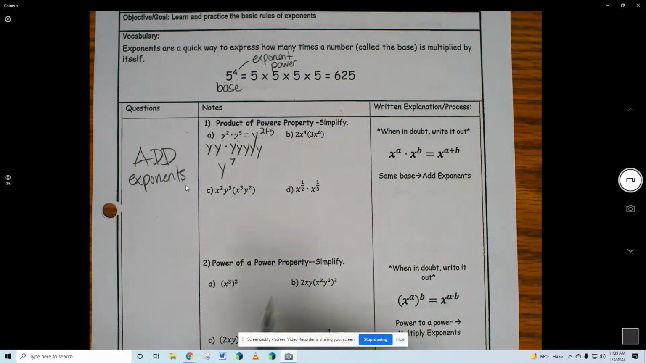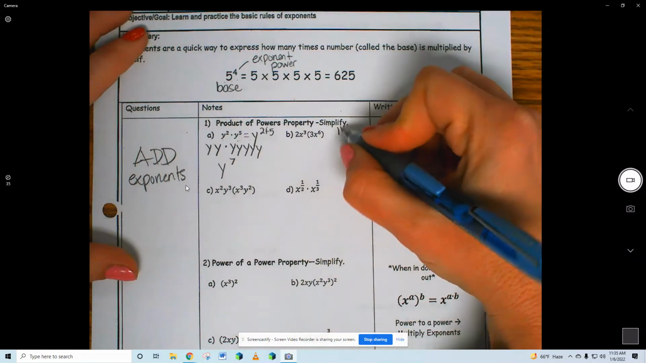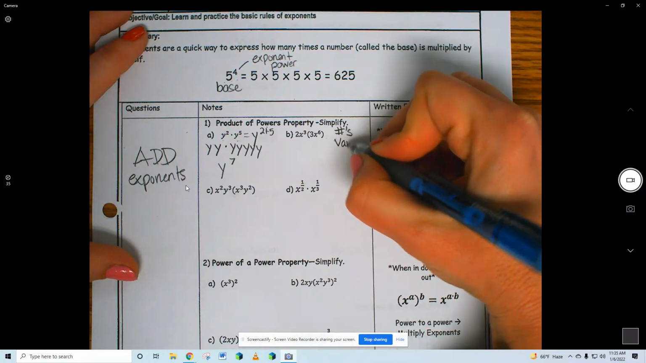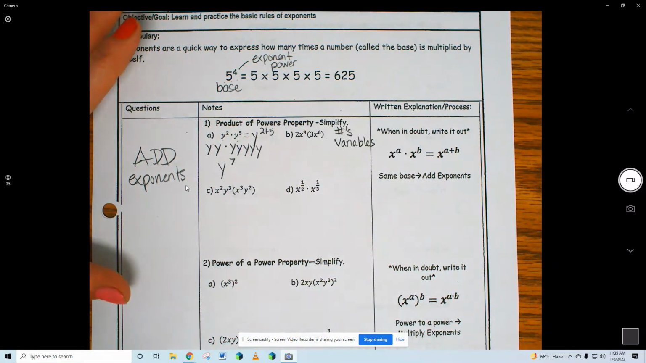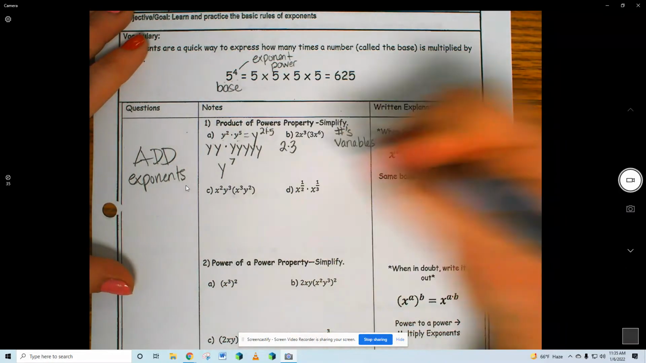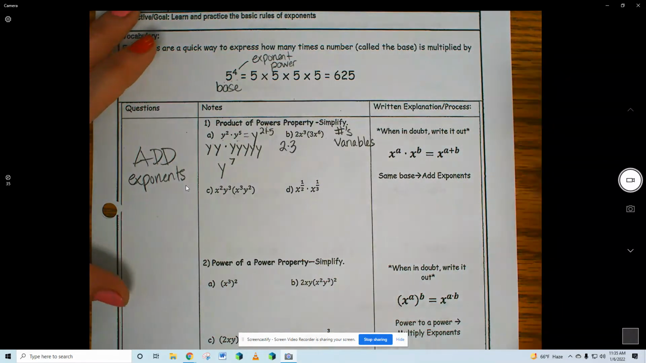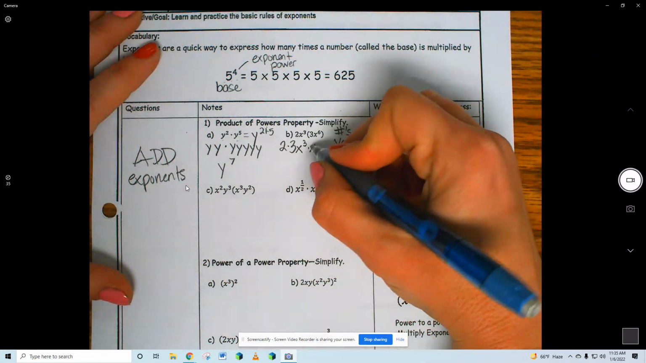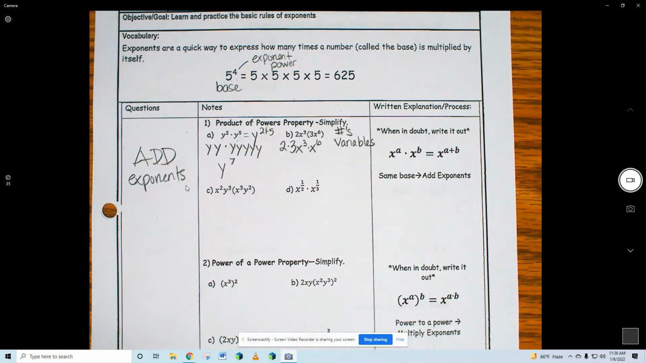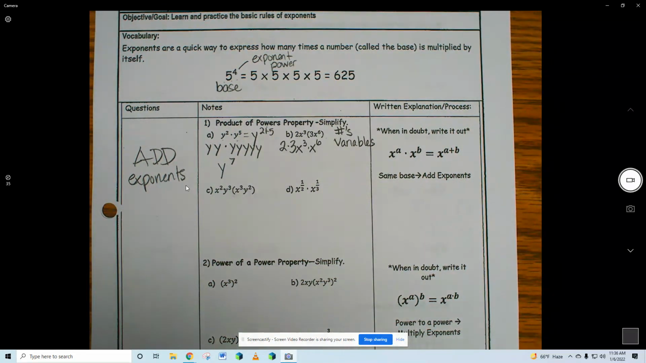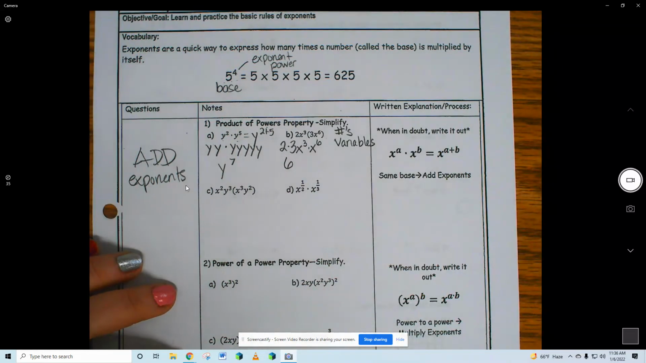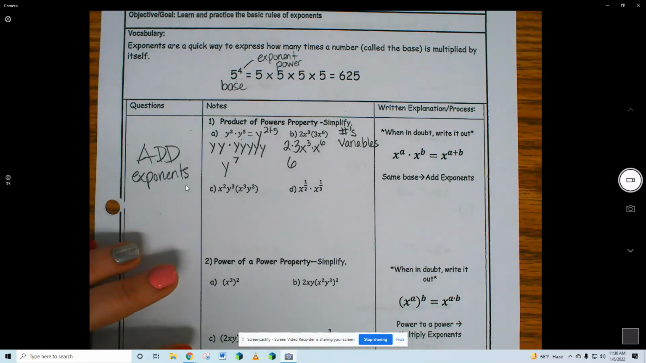All right, now on B, I actually have numbers involved. Totally fine. I'm going to put the numbers together and the variables together because obviously they're like terms. So I'm going to put 2 times 3, and then I'm going to do x to the 3rd, x to the 6th. So I'm grouping them by what they are. This means that I straight multiply 2 times 3. That's just a whole number 6. And then x to the 3rd, x to the 6th.